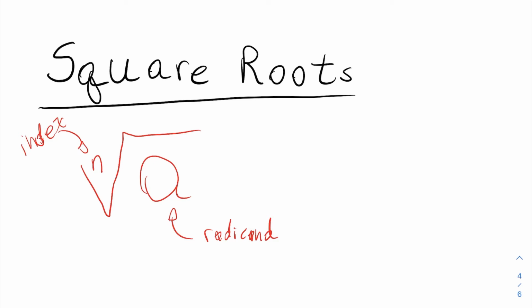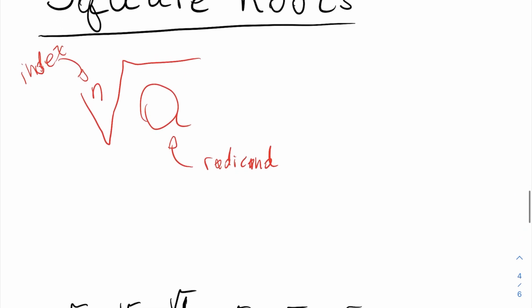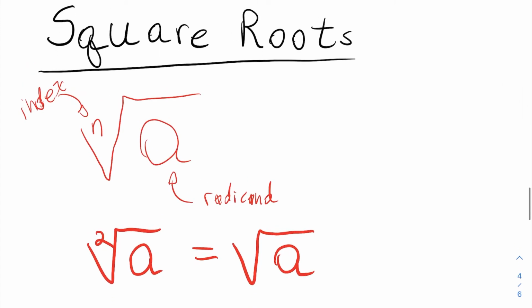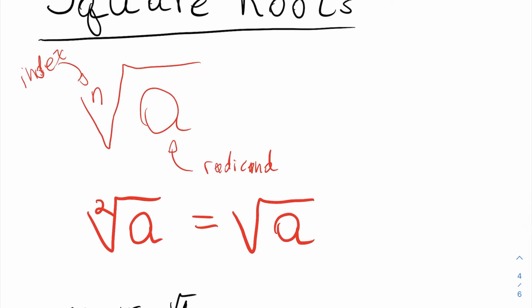Whenever you have a square root, we're implying that the index is 2. Whatever the radicand is, the index is 2. So you would read that as the square root of a. But for square roots specifically, we've decided that you don't have to write the 2. So if you ever see a radical without an index, you can assume that the index is 2 and it's a square root. So square roots are radicals either with a 2 for the index or that don't have an index at all.